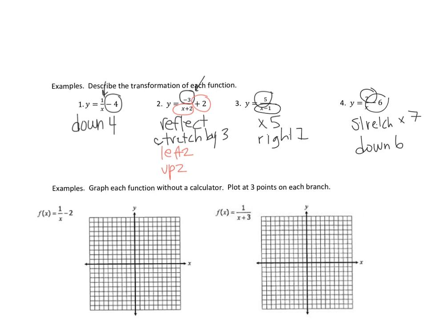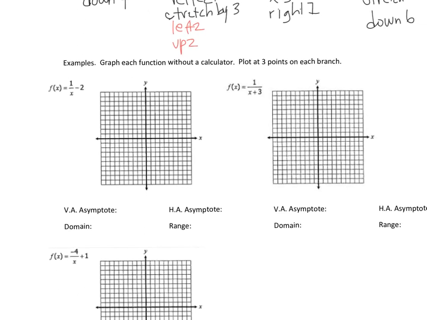Okay, down here we get to the graphs. When you're graphing, what you want to do is first find the asymptotes and then plot 3 points on each branch. So remember, a hyperbola has 2 branches, so you're going to have to plot 6 points total.